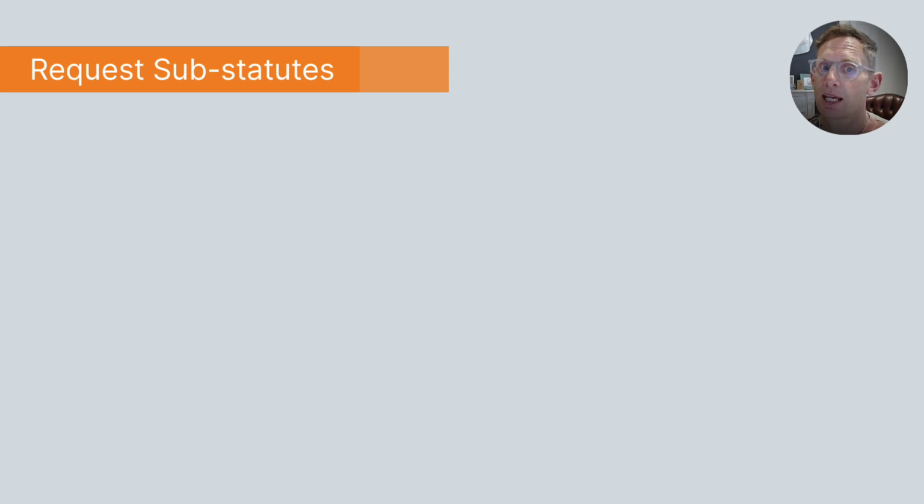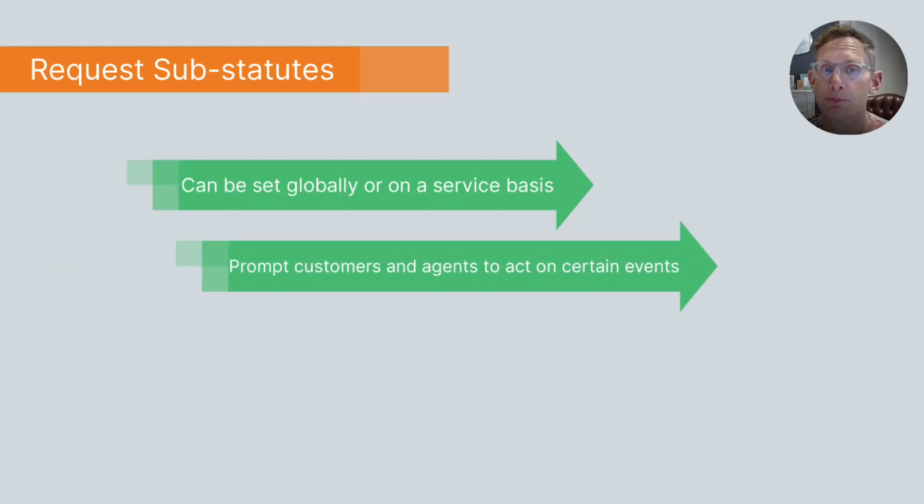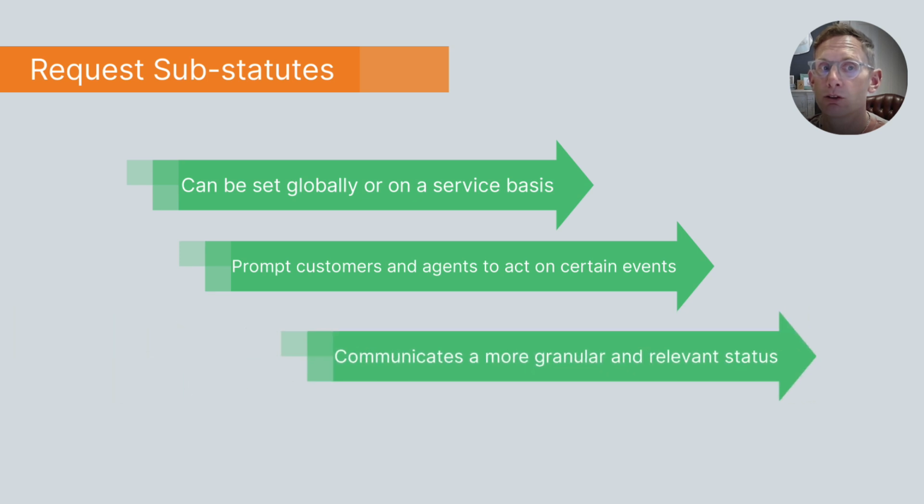So to summarize, request substatuses can be set globally or on a per service basis. They can also be used to trigger certain events and prompt customers and agents to act on them, as in the example that we just saw. Request substatuses provide a powerful means of communicating more granular and relevant statuses of a request and where it is in its life cycle, which benefits both the support team and the customer.